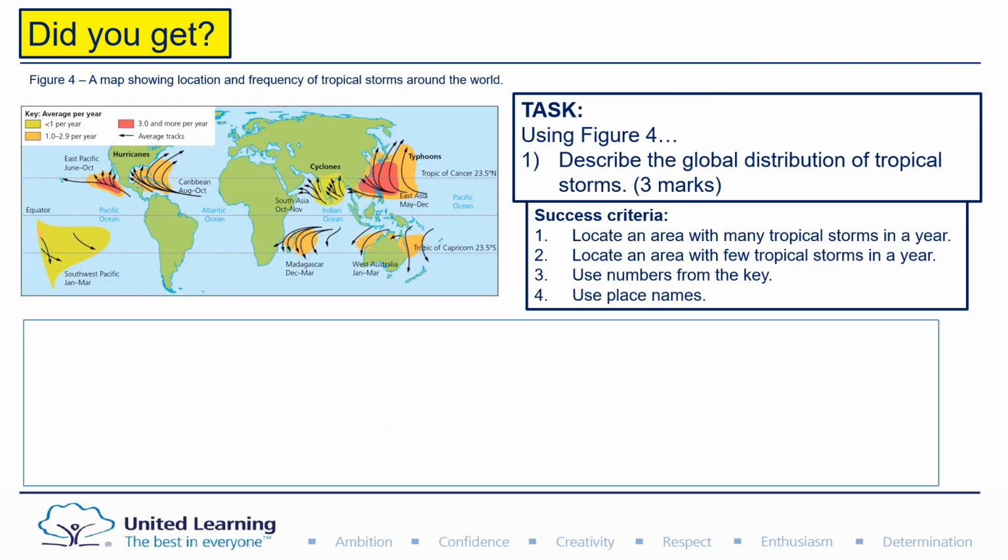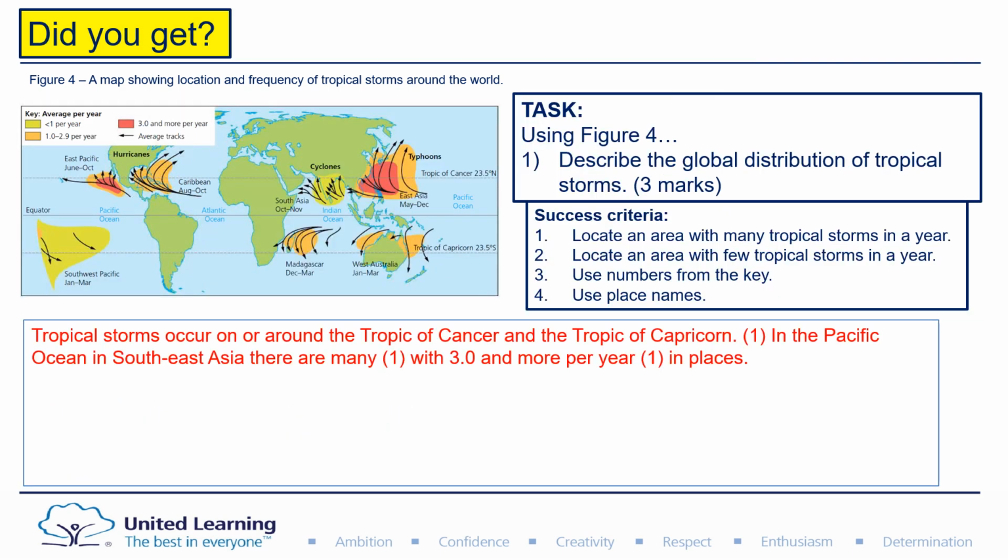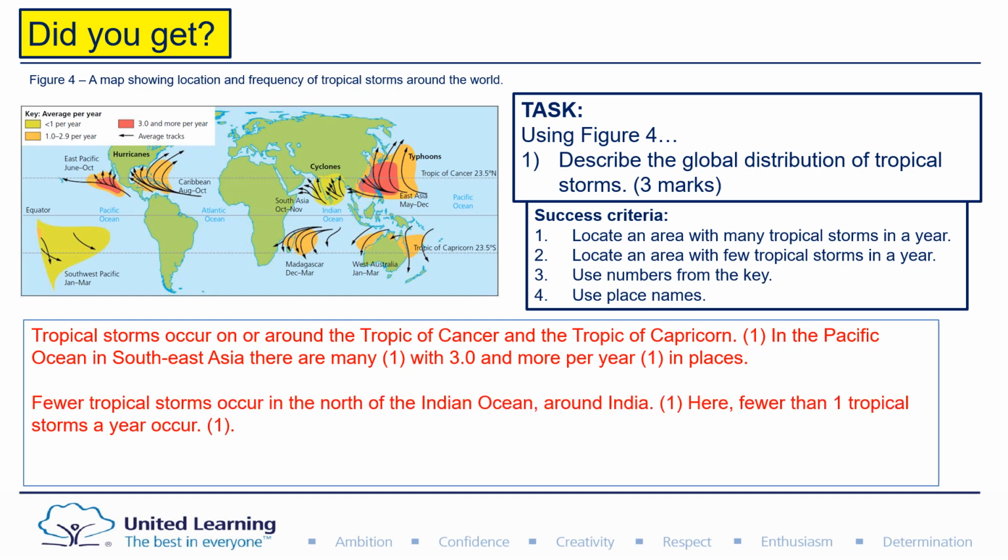Brilliant. So, what you should have got is tropical storms occur on or around the Tropic of Cancer or Capricorn. In the Pacific Ocean and Southeast Asia there are many, with 3 per year in places. Fewer tropical storms occur in the north of the Indian Ocean around India. Here there are fewer than 1 tropical storm a year. More tropical storms in the northern hemisphere, so any variation of that, you need 3 of them to get 3 marks.